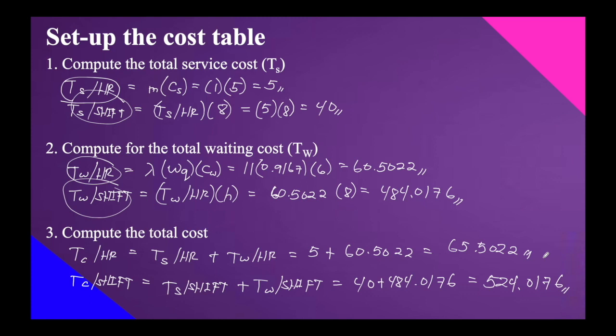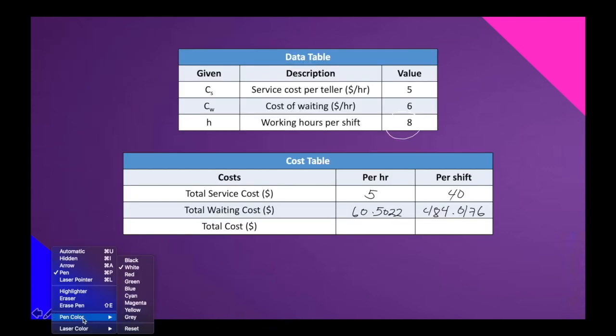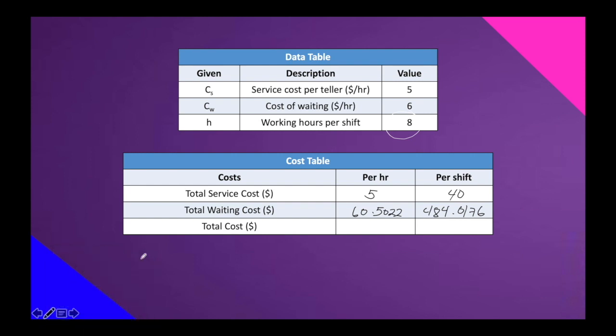Isulat natin sa ating cost table 65.5022 and 524.0176. So, click natin ang ating pen sa kulay black. Okay? So, let's have it here. 65. Pero actually, guys, no, if ayaw nyo i-compute ng detail, pwede nyo diretso to add nyo lang yan. Same lang naman yan. 65.5022, and here we have 524.0176. That is our cost table.